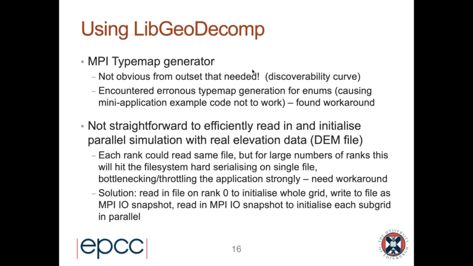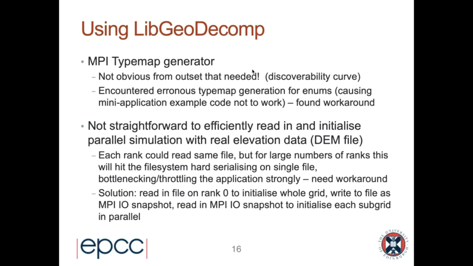So one possibility is that each rank reads in the entire same elevation file, and then just picks out the bit that it needs to initialize its particular subgrid. But you can quickly see that for large numbers of ranks, this will hit the file system very hard due to serialization on this single file, which will bottleneck and throttle the application quite strongly. So if we want to run this at scale, we can't really do that.